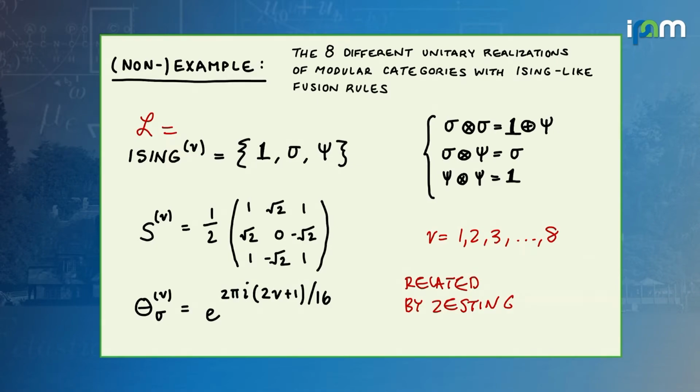The different modular categories, the data is different. What physically, like, would you realize them in different systems, or what?